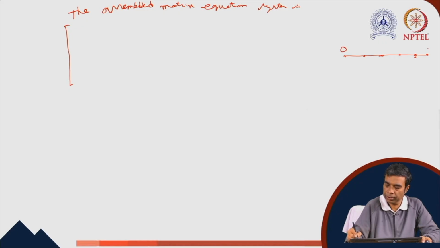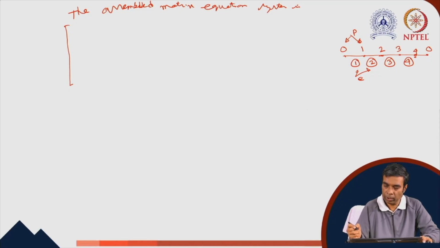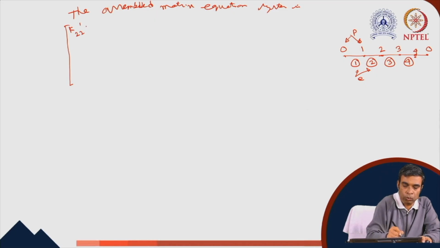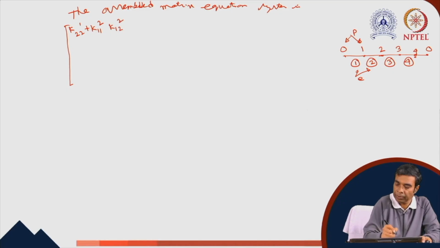Equation number 0, 1, 2, 3, 4 and element 1, element 2, element 3 and element 4. So these are our global equation numbers and these are our elements. First we have K11. K11 means this is K^2_21 plus K^1_12. Then we have K12, which is K^2_12. K13 and K14, both of them are 0.